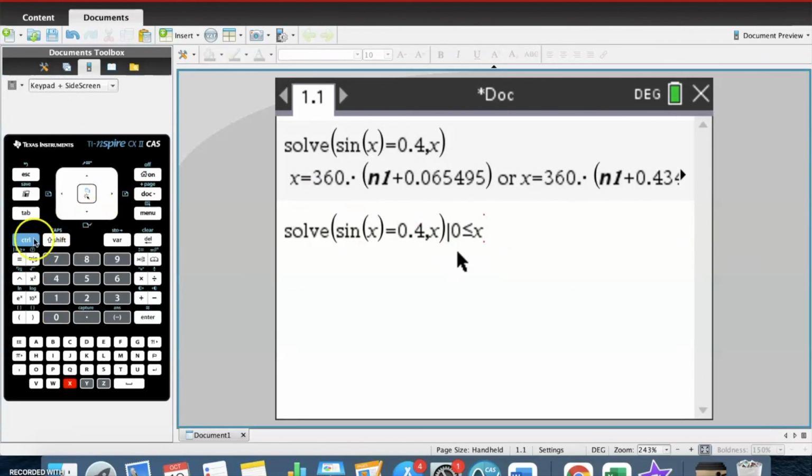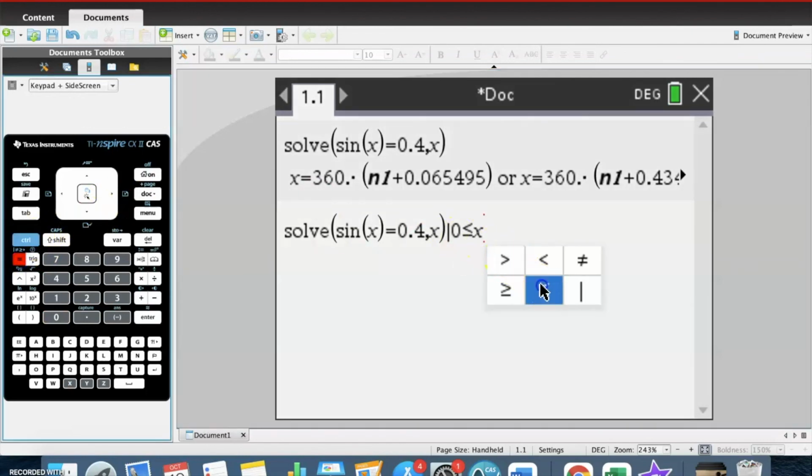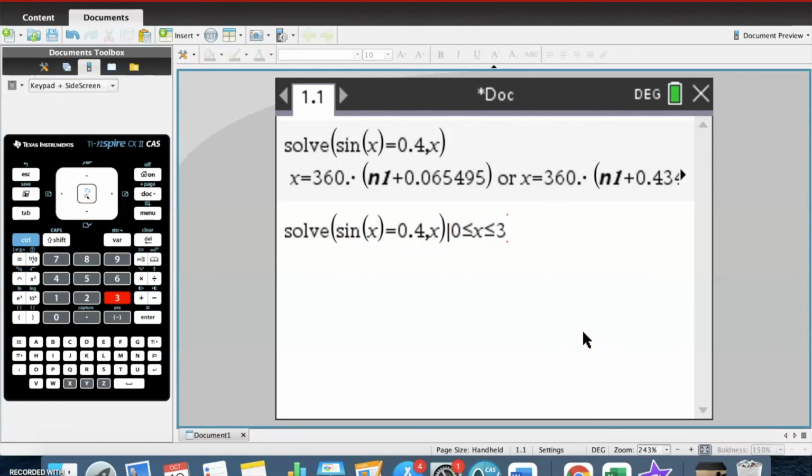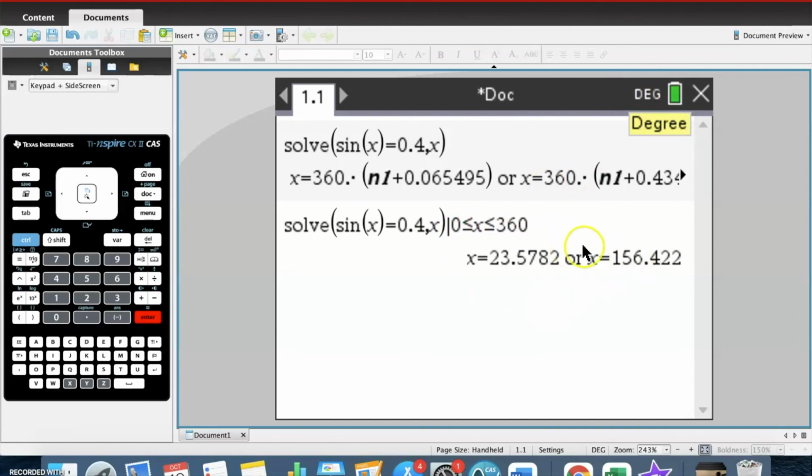Now this might seem a little bit complicated at the moment. If you don't get it straight away, that's okay. Come and ask me. It's something that you're going to use flat out later. Okay. All right, so this time I've told it I want it between 0 and 360 degrees. See, I've got degrees in the corner there. Press enter. There we go. It's giving me the answers that I want. So your sine length is going to be 0.4 when your angle is 23.58 degrees and 156.4 degrees.